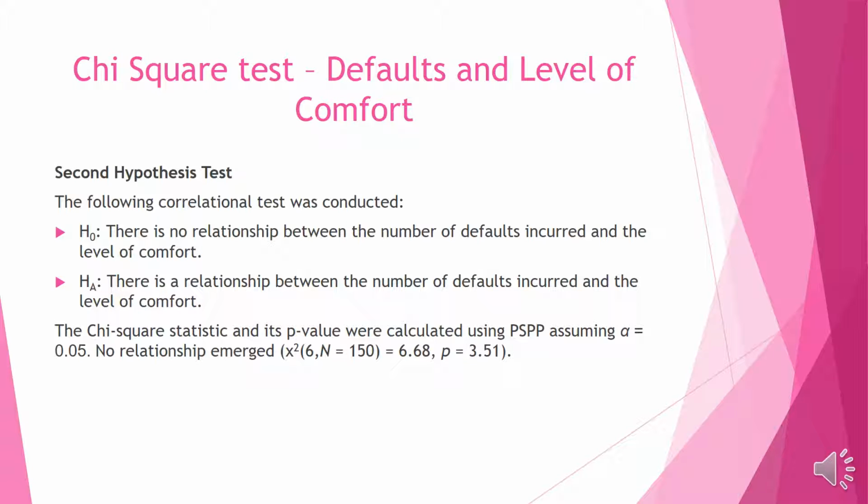The second hypothesis test is between defaults and level of comfort. The null hypothesis is that there is no relationship between the number of defaults incurred and the level of comfort, while the alternative is that there is a relationship between the number of defaults incurred and the level of comfort. The results using PSPP was that the p-value was 3.51. This is greater than alpha, which meant that there is no relationship. As a result, the null hypothesis has to be accepted, as there is no relationship between the number of defaults incurred and the level of comfort.